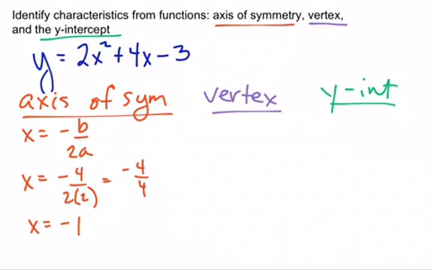Now for the vertex. What we're going to use is the function y equals 2x squared plus 4x minus 3. We just found the axis of symmetry first, because we're finding the x. So we're going to use whatever that x is, in this case -1, and replace the x within the quadratic.